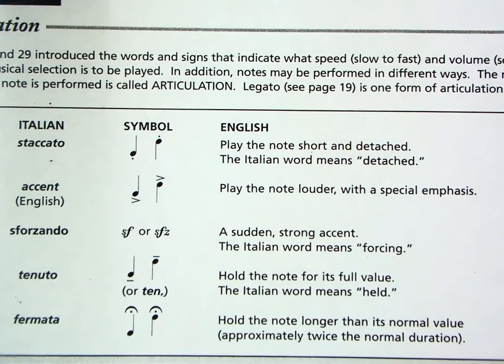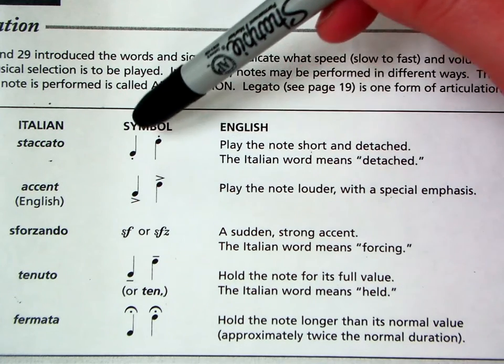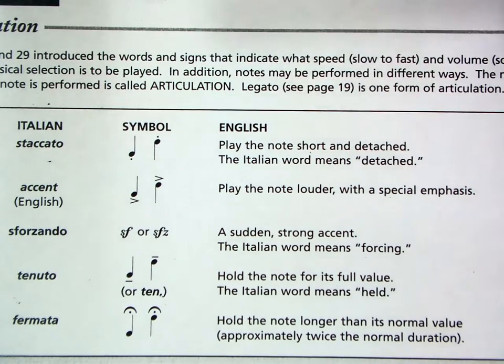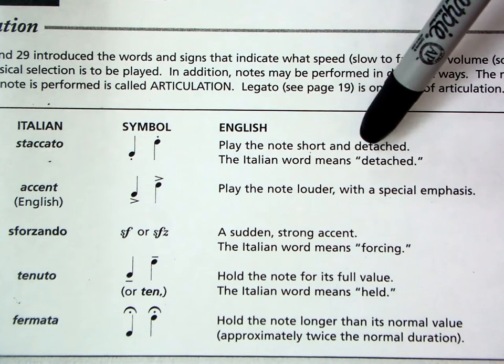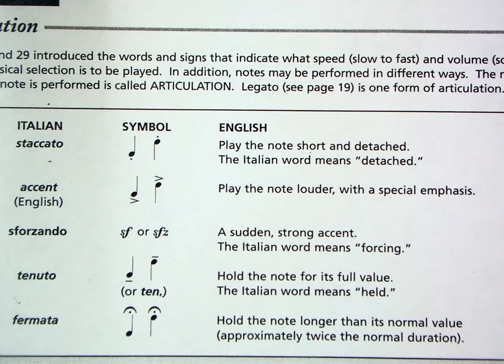Alright, so our first Italian word is staccato. Now I don't know if you can tell, but that has the note head and the stem, but it has a dot either below the note head or above it depending upon the direction of the stem. Staccato means to play the note short and detached. The Italian word means detached. So staccato literally translates to detached. It means we play the note short, so not for its exact full value, more like 50% of the value.